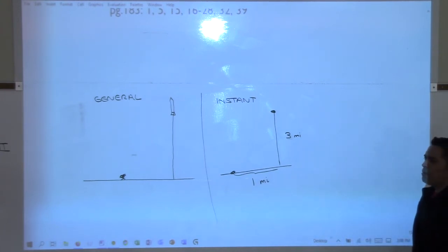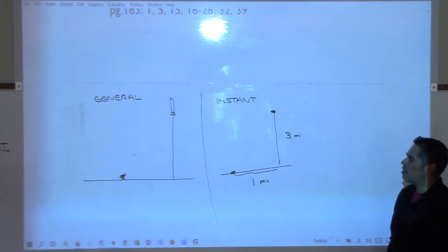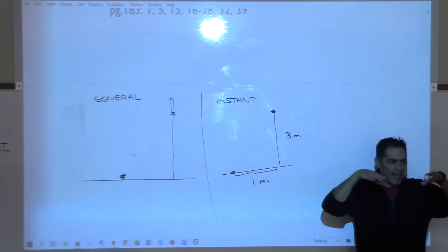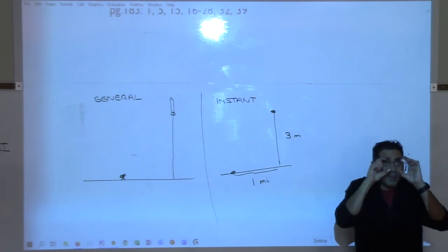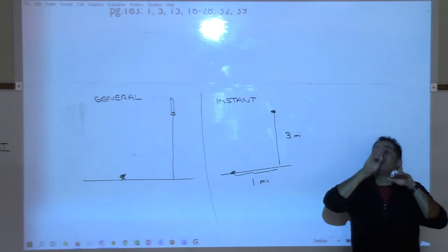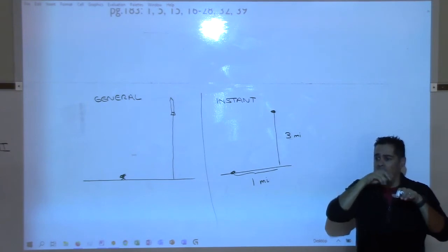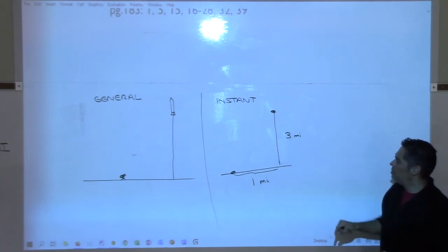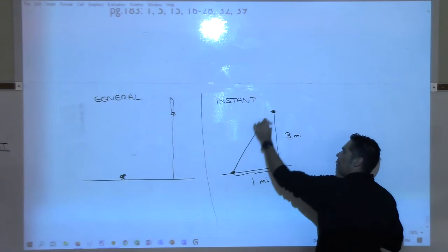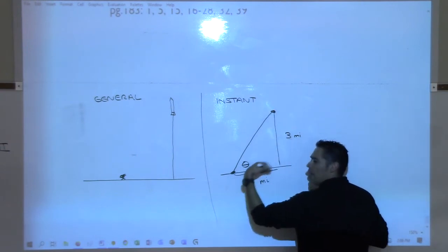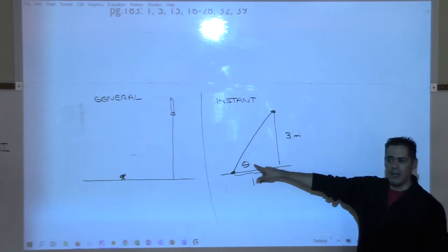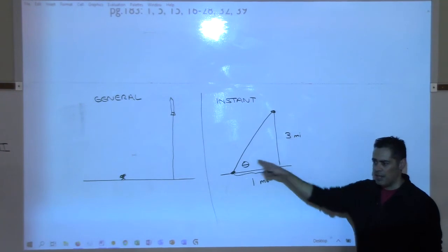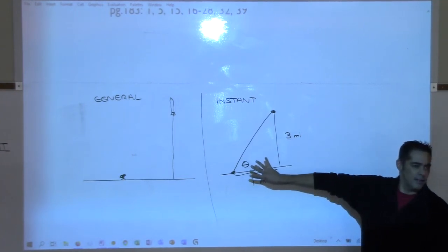And what are we interested in here? The question asks how fast the angle of inclination is changing. As this person's watching the rocket with binoculars, how fast is their head rotating at that particular instant? So we are interested in this angle theta and how fast it's changing. If I give you these two sides of a triangle, you could use an arctangent on your calculator to get that angle. I'm going to wait on that.